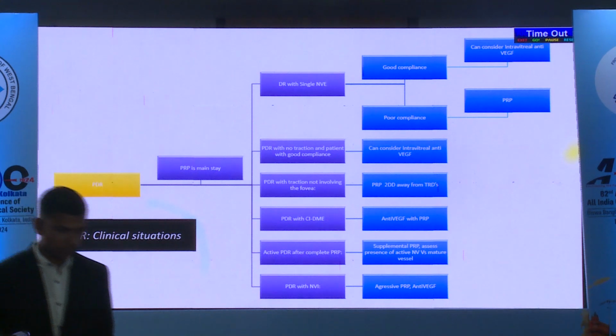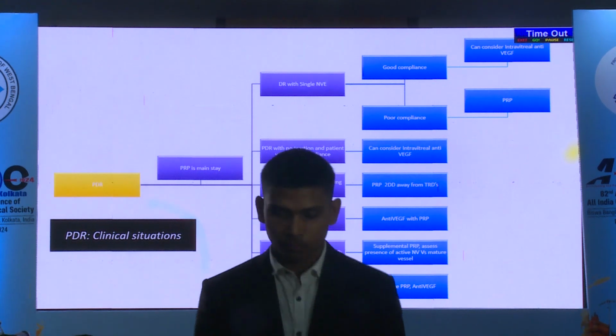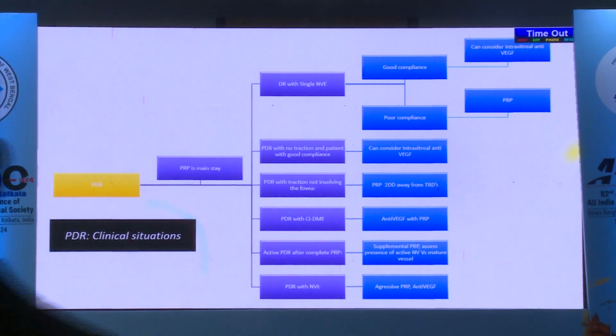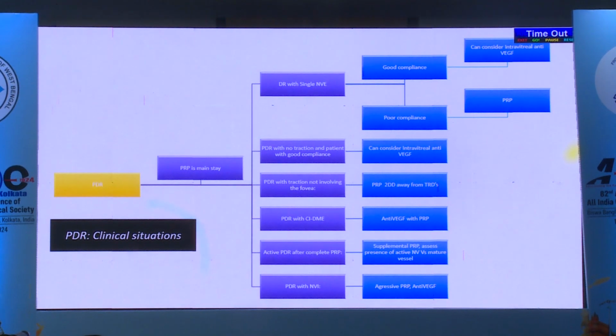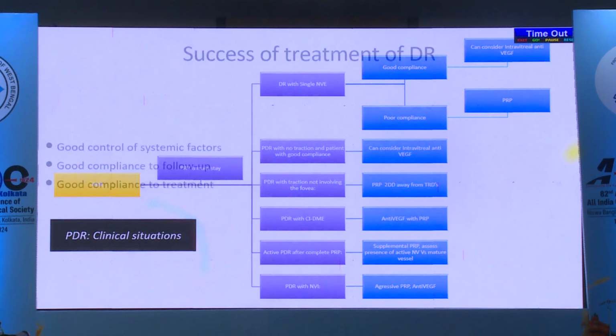And if there is PDR with NVI, you need to really be very aggressive. Don't wait for a PRP response of 3 months. Call again after 2 weeks. You want to do a more aggressive PRP as compared to a normal PDR.